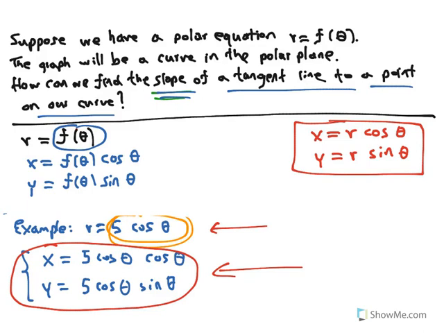You will remember from our specific example that once we wrote our polar equation as a set of parametric equations, we were able to find dy dx by using the parametric form of the derivative. So we found dy d theta and divided that by dx d theta. We're going to do the same thing, but for our generic set of parametric equations representing a polar curve. And just like we did before, we need to use the product rule.